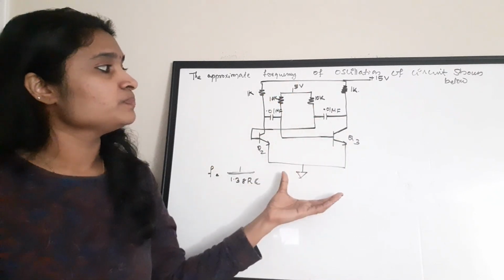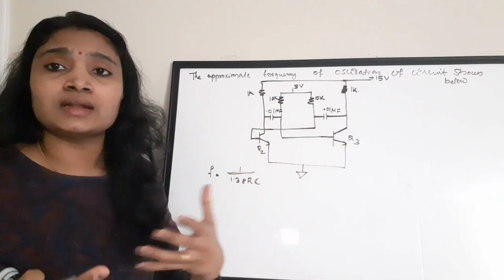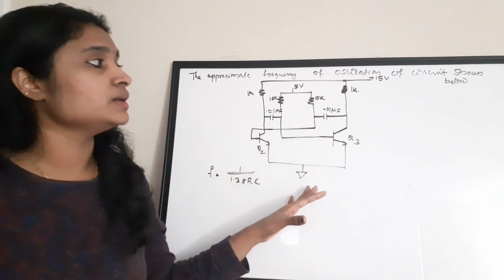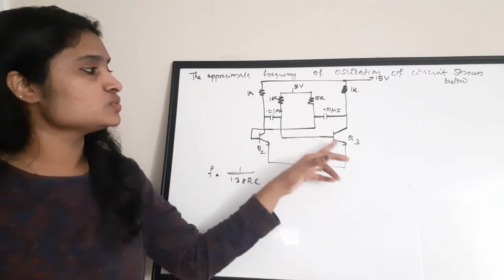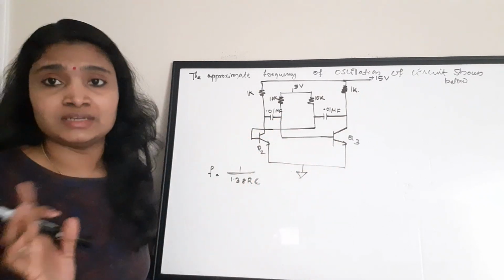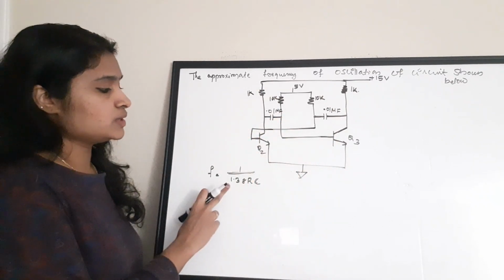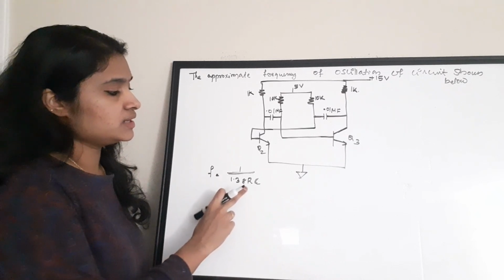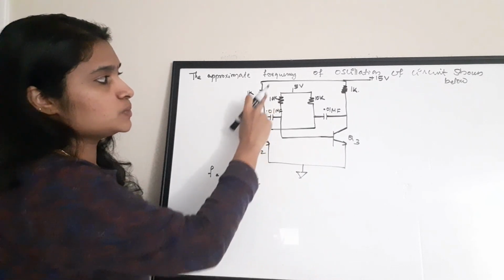Everything we use there is a lot of other applications also for an astable multivibrator. Okay, so there are two transistors. It is a self-triggered circuit, and in order to find the frequency of oscillation, that is the question. F is equal to 1 by 1.38 RC, where R is equal to 10K.